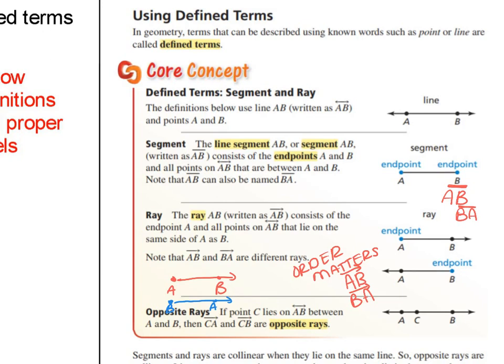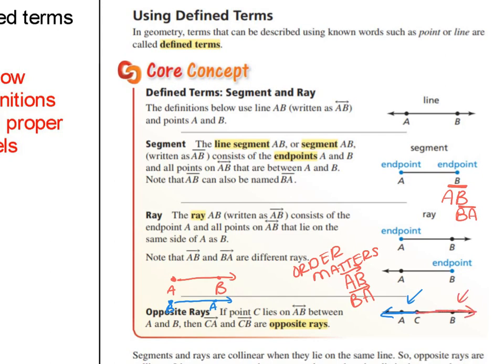Because we could be talking about opposite rays. It says if point C lies on line AB, between A and B, then ray CA and CB are opposite rays. So you can see CA is talking about this part of your line here in blue. That part there. That is a different ray than ray CB, which is this ray.